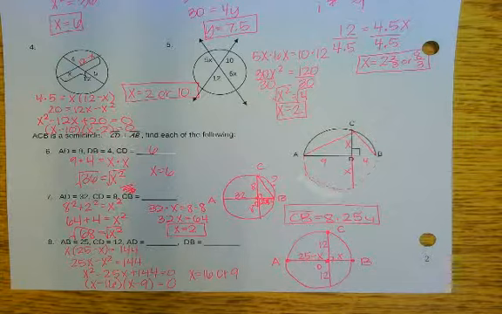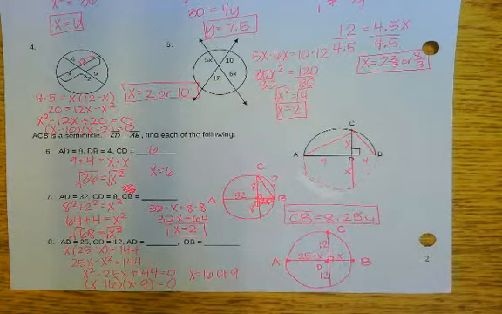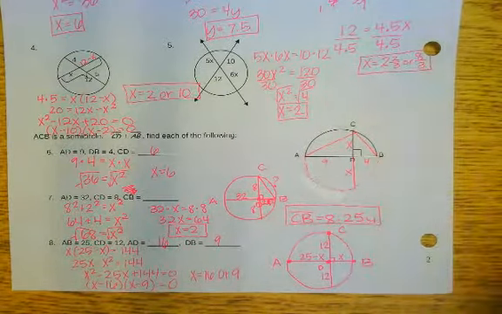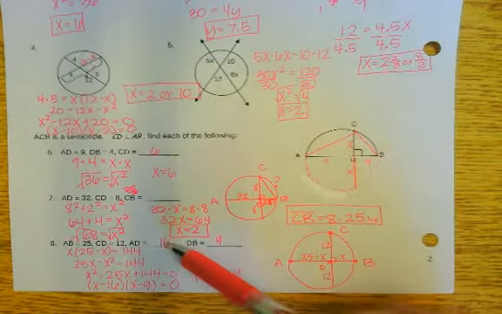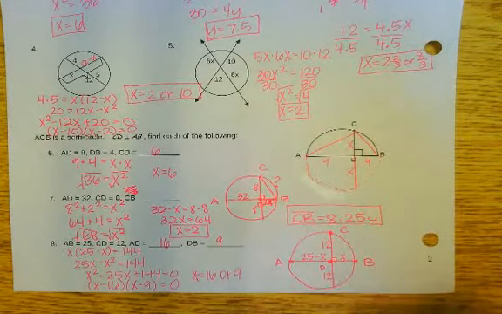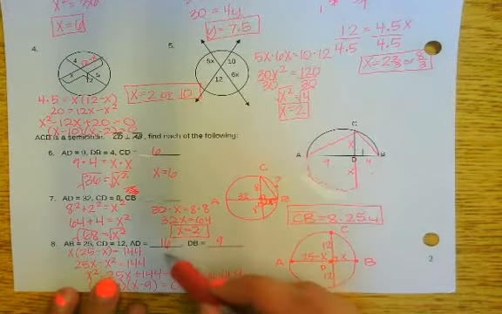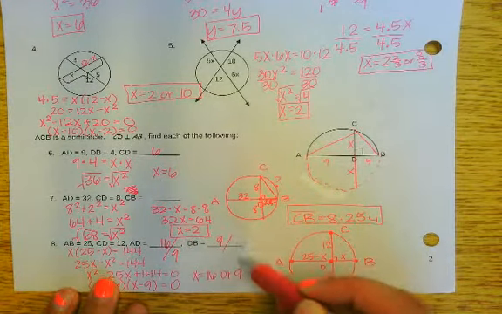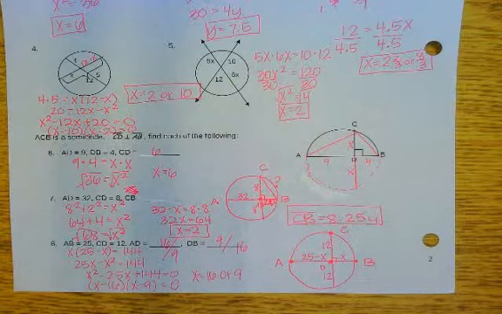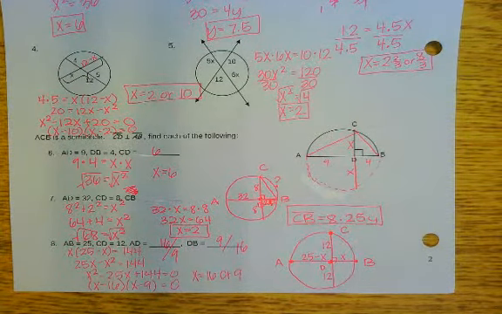Okay, what are your potential values for AD and DB? 16 and 9. Okay, it depends which one you labeled X and which one you labeled 25 minus X. So you might have 9 here and 16 here. Both of your X values work, and when you plug them both in, you just get the opposite. So technically AD could be 16 or AD could be 9. And then the same thing with DB because both X values work.